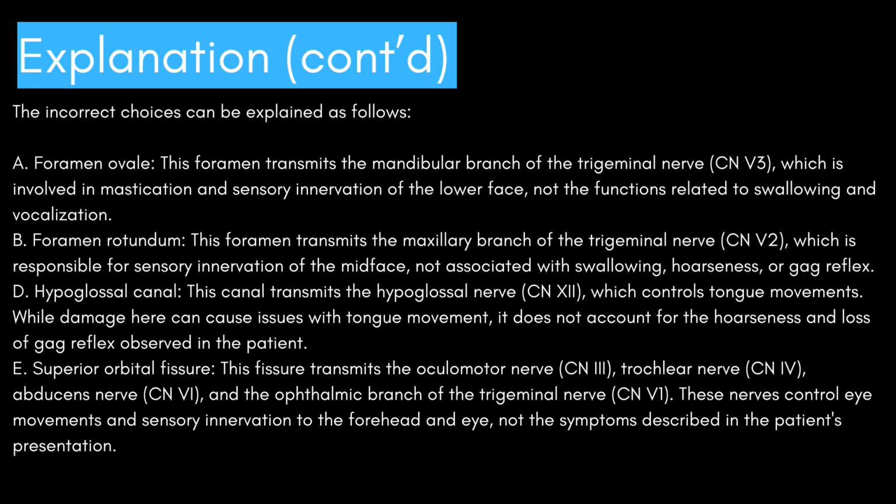D, hypoglossal canal. This canal transmits the hypoglossal nerve, CN12, which controls tongue movements. While damage here can cause issues with tongue movement, it does not account for the hoarseness and loss of gag reflex observed in the patient.